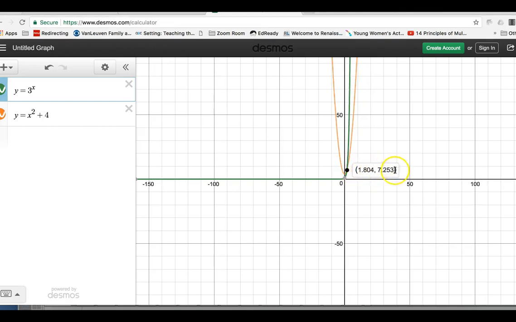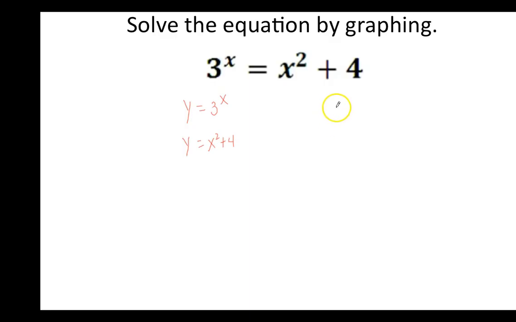Again, just ignore the y value. We're not worried about that. We want to know what x value makes these two equal to one another, and it's when x is 1.8. Alright, so on my work here, my solution is x is equal to approximately 1.8. It did have some decimals after it. I'm just going to round it off to the nearest tenth.